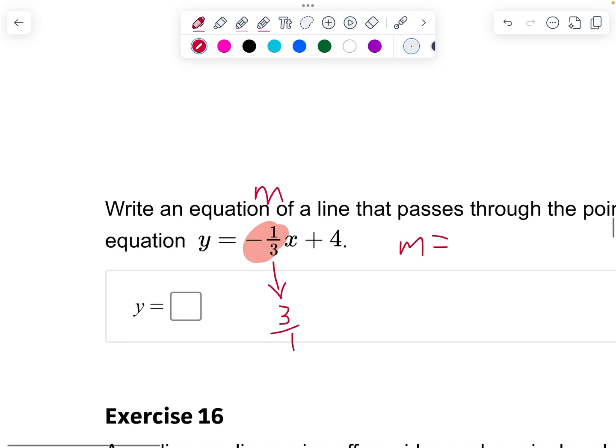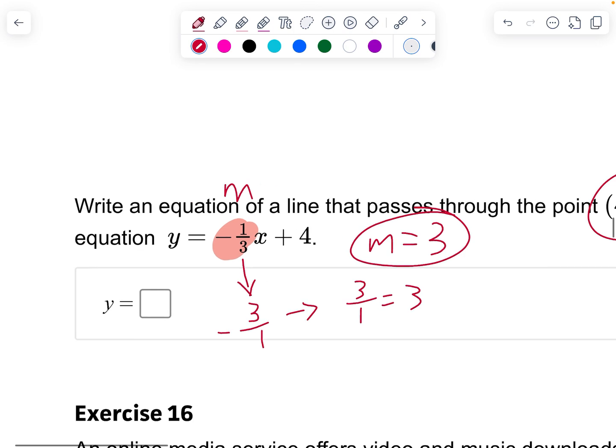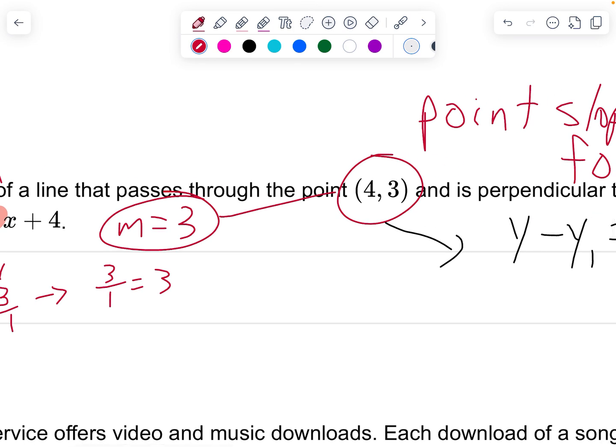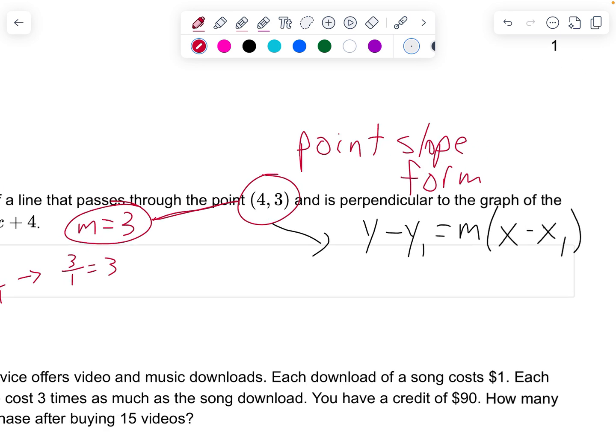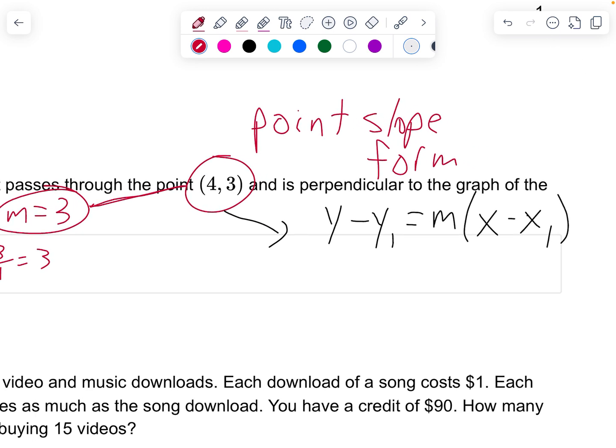3/1. But the reciprocal would also be negative, but we want it to be opposite reciprocal. So we want it to actually be positive 3/1, which is 3. So we want our slope right here to be 3. Are you with me? So we know that our slope is 3. We know we have a point right here. Let's connect them and plug them in right over here, okay? You ready? Here we go.